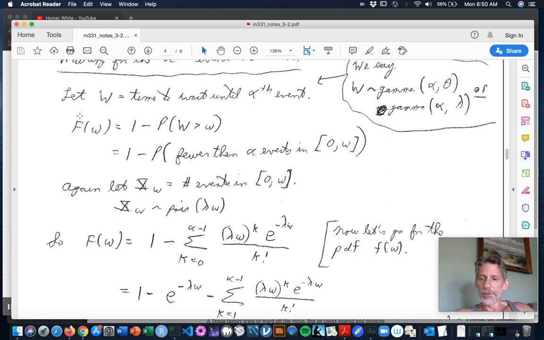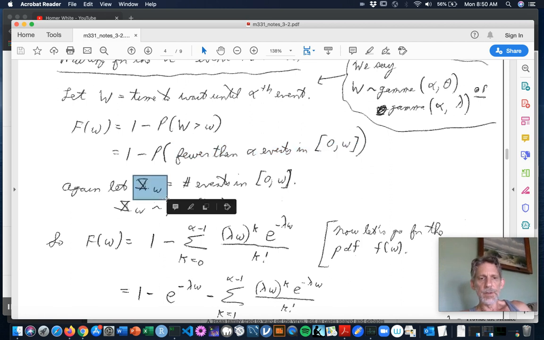Trying to find the distribution worked pretty well with just exponentials, so it might work well with gammas. Let's give it a shot. The chance you wait less than or equal to little w units of time is 1 minus the chance that you wait more than w. And if you wait more than w for your alpha event, then that means that in the time interval from 0 to w, there must have been fewer than alpha events.